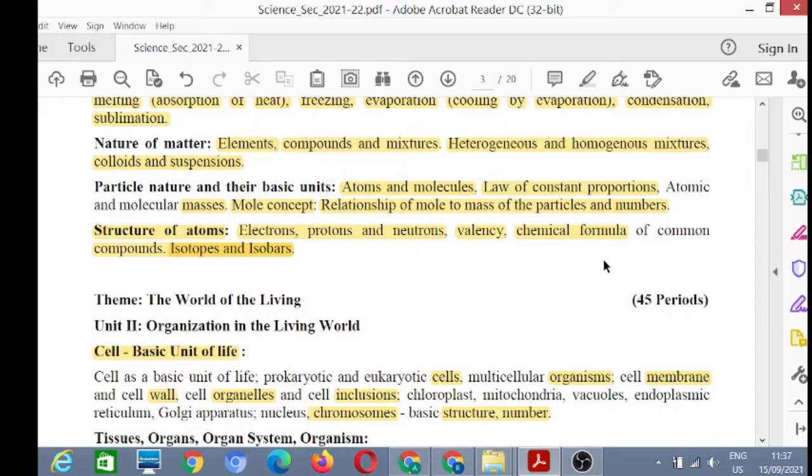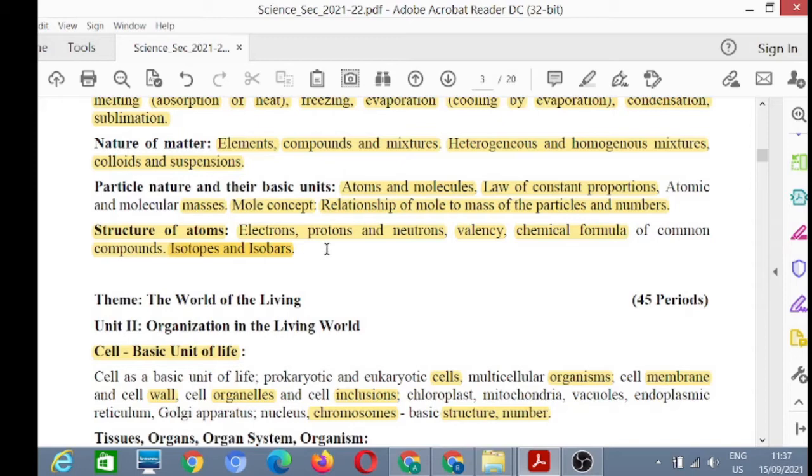So chemical formula of common compounds. For example, H2O is the chemical formula of water. Now next is isotopes and isobars. Isotopes have same atomic number but different atomic masses. And isobars have same atomic mass and different atomic number.